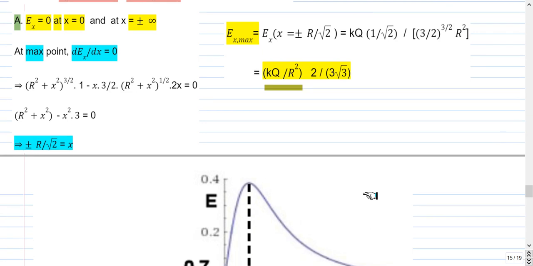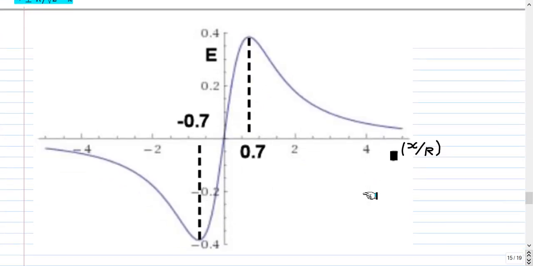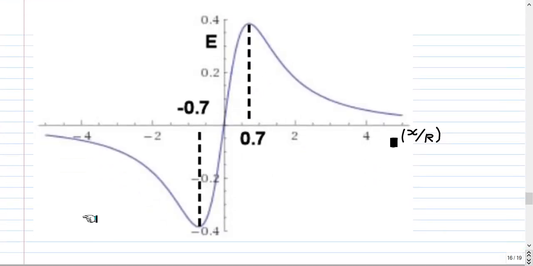So the plot of the electric field versus the distance x will look like this. At x equal to 0 it is 0, and at far off distance it dies down as 1 by x square. So it increases, reaches the maximum, and then it dies out. So the place where it reaches the maximum point is 0.7 r.